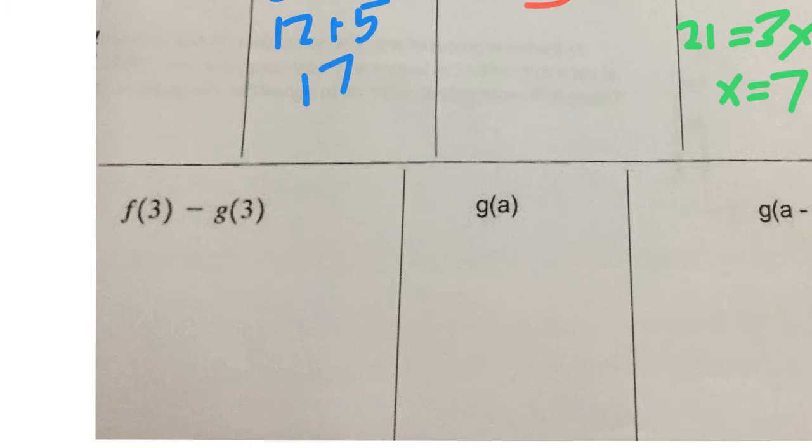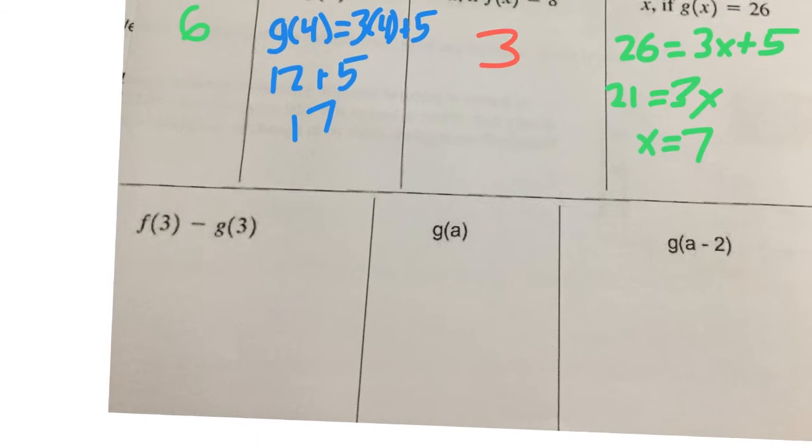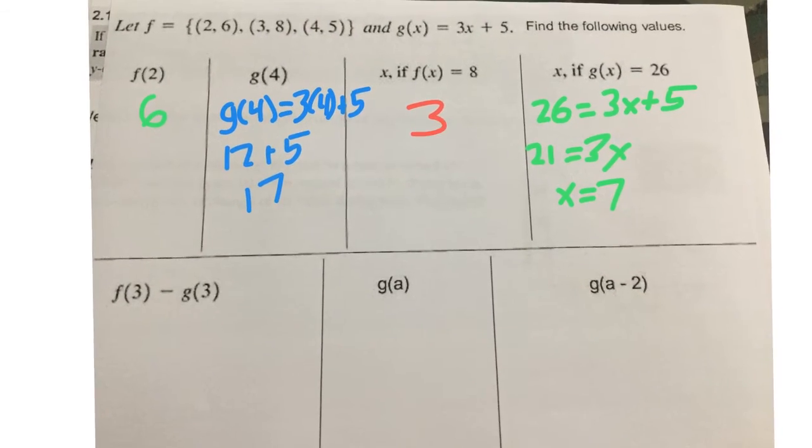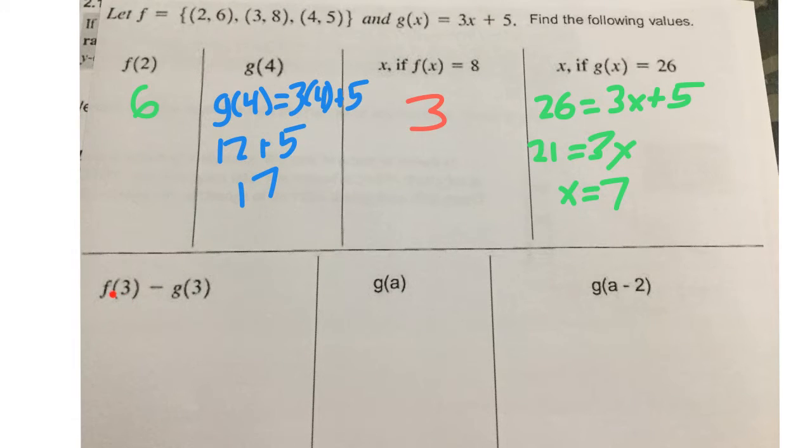Next, we want to know, what is f evaluated at 3 minus g evaluated at 3? Okay, so first, let's find what f evaluated at 3 is. We go to the function f. When the x value is 3, the y value is 8. We're going to subtract g evaluated at 3. So we plug in 3 here for x. So 3 times 3 is 9. 9 plus 5 is 14. 8 minus 14 gives negative 6.